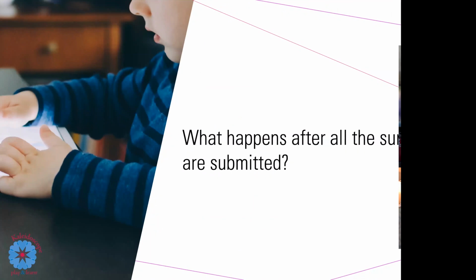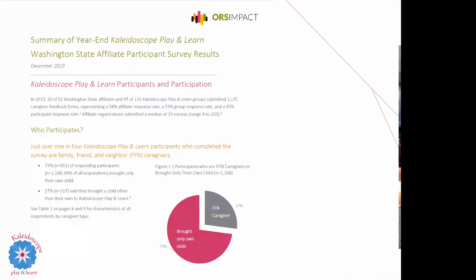I'm going to pass it on to Zainab. Thanks, Nicole. For this section, we'll talk about what happens after all of the surveys are submitted, which for Washington State, we usually create a report, which Kim showed earlier, like she mentioned, with the stats from the surveys. On the next slide is an example of what the report looks like. It's usually a summary of all of the surveys that were collected, and it's a really nice way to show what the program outcomes are and the data that we collected from all of the surveys.